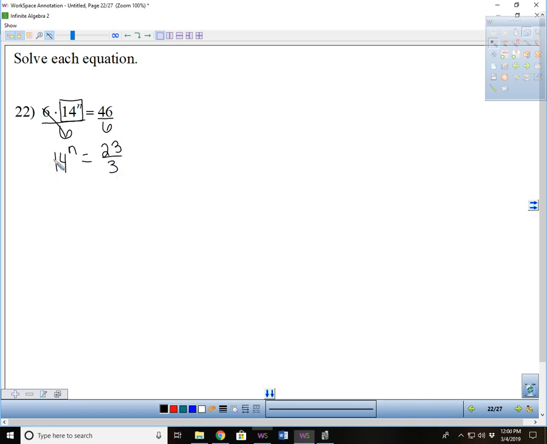Then I want to get rid of this base of 14 so that this can be by itself. So I do that by putting a log in front of it. So I have a log with a base of 14. Do the same thing over here, a log with a base of 14. So this cancels, so I just get n is equal to log base 14 of 23 over 3.